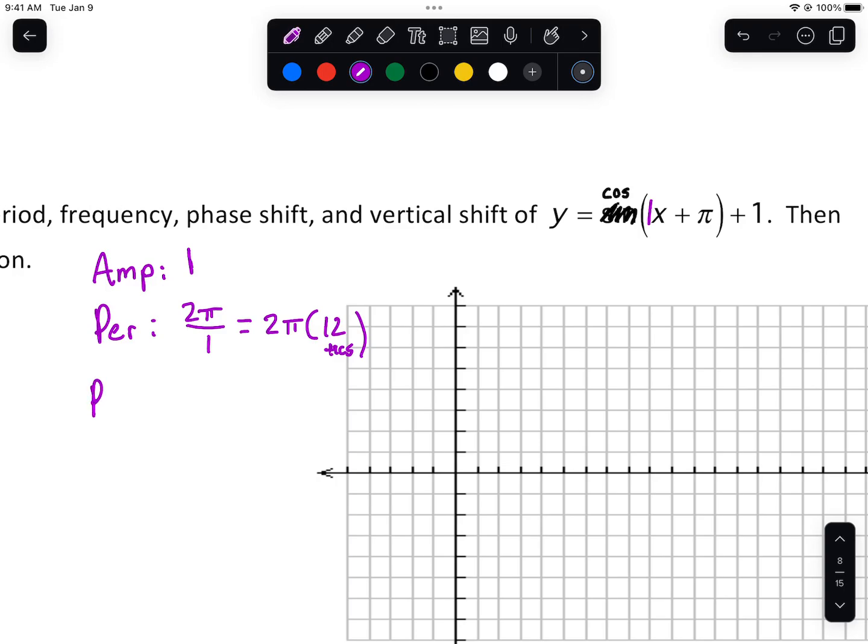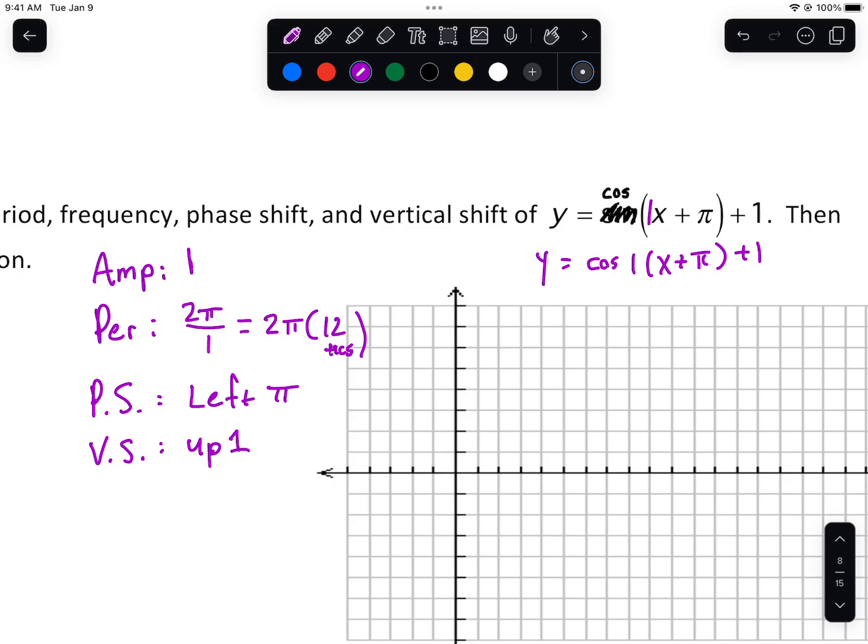The phase shift, usually I'll abbreviate it PS, is going to be left. There's nothing, by the way, to factor out. I guess you could write it like this, but there's nothing really to factor out, so you don't have to worry so much about the factored form. The phase shift here is still going to be left pi. And then what else do we got here? Oh, and then a vertical shift, and that is up 1, which actually moves your midline.